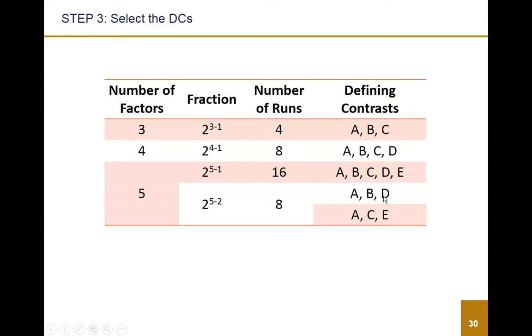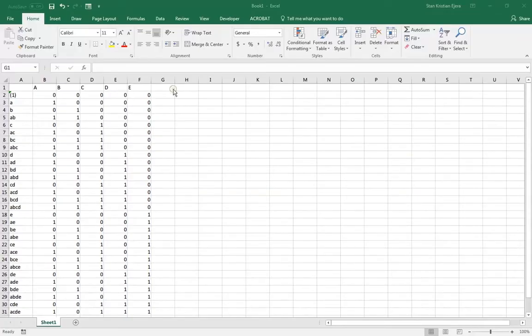And for the defining contrasts, we have 2 defining contrasts. So we have ABD and ACE. We'll use both of these to produce our L1 and L2. So I'll just copy that ABD.